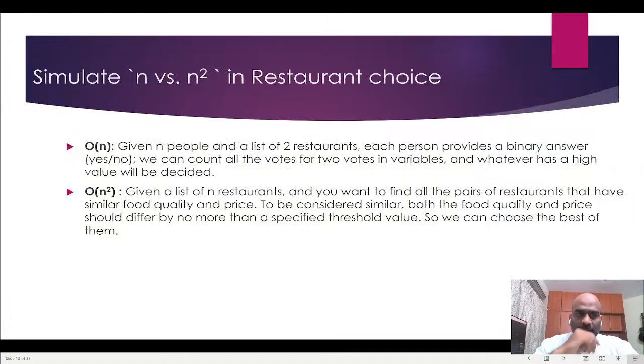So let's go to the next slide. We spoke about order of n. I'm just going to skip it, because if we take the order and calculate it based on the number of people, we will get order of n. N squared is nothing but what? You have similar food quality and price. For example, you want to find all the pairs of restaurants that have similar quality and price. We'll be able to get them based on a specific threshold, so it will be order of n squared.